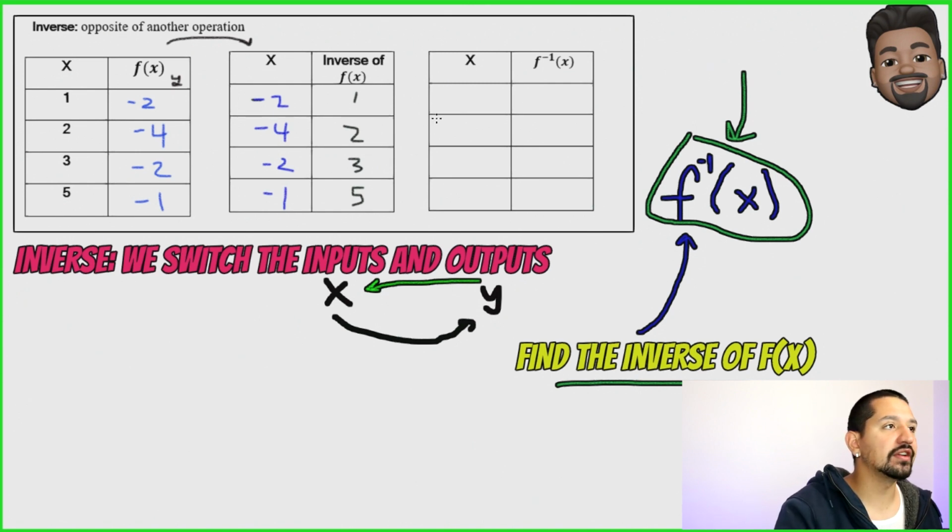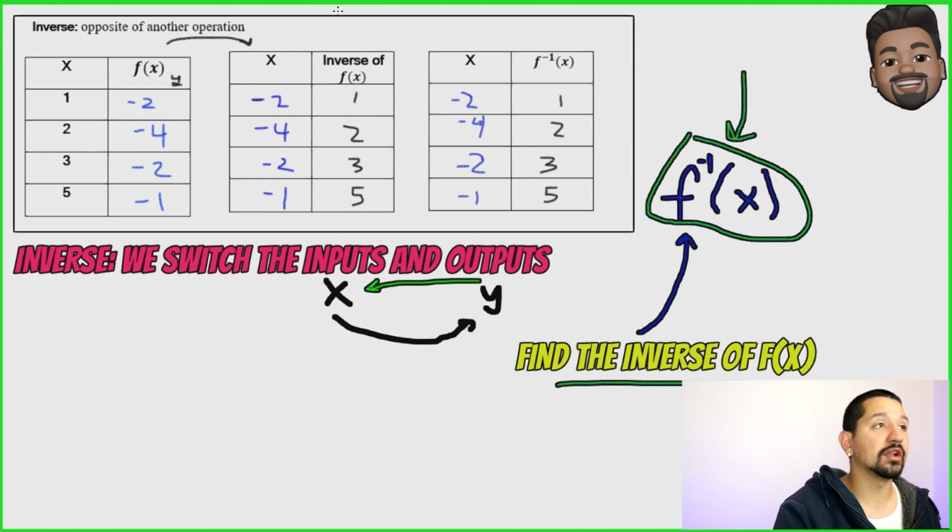So this table here is the exact same thing that we did. Just so you know, these are the exact same. So -2, -4, -2, and -1, and then over here it's 1, 2, 3, 5. So I'm just showing you two different ways to write it.